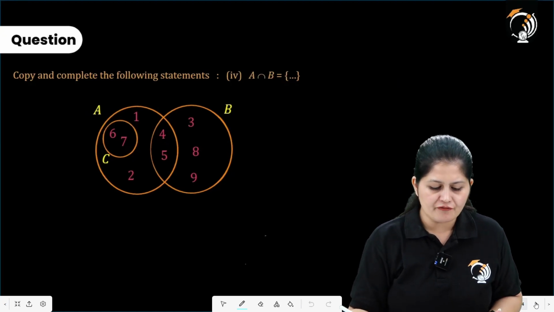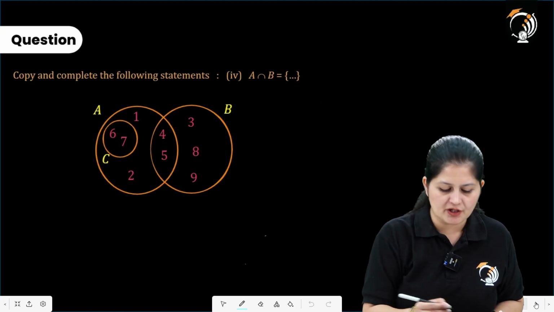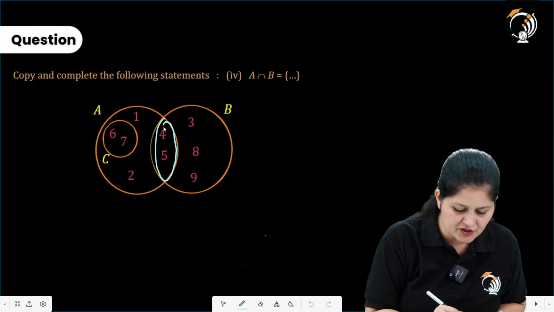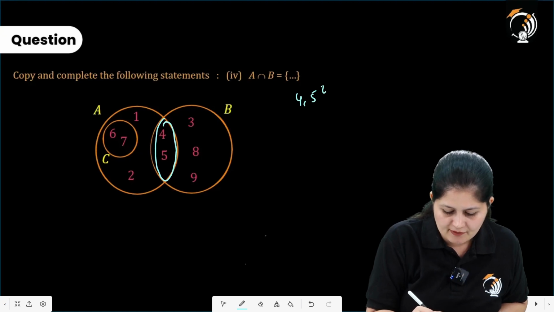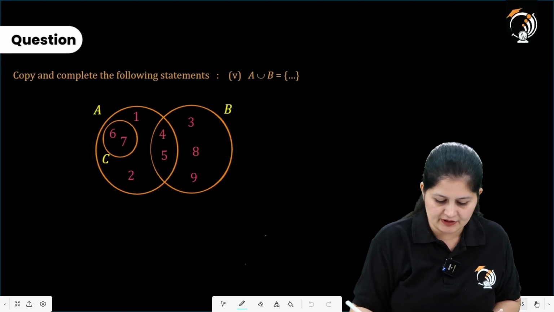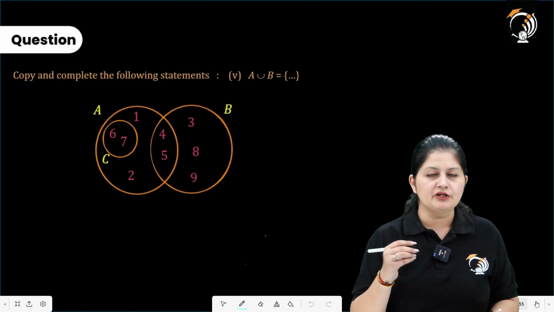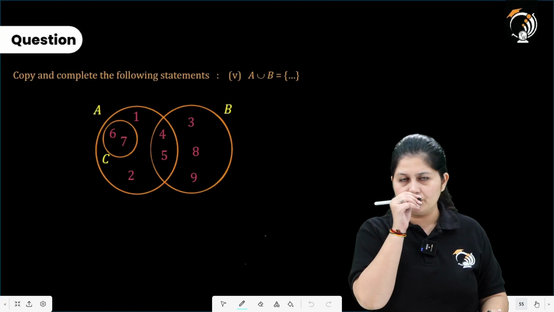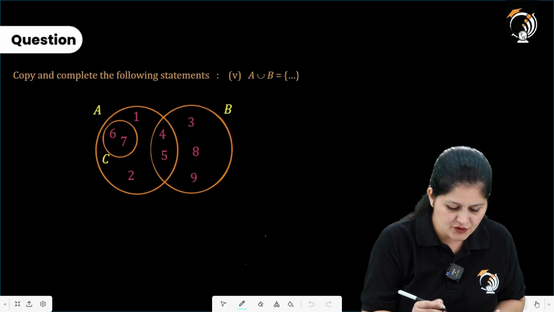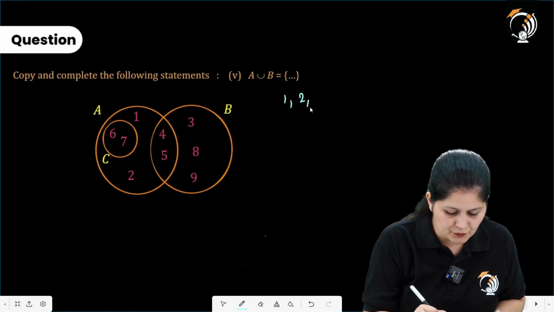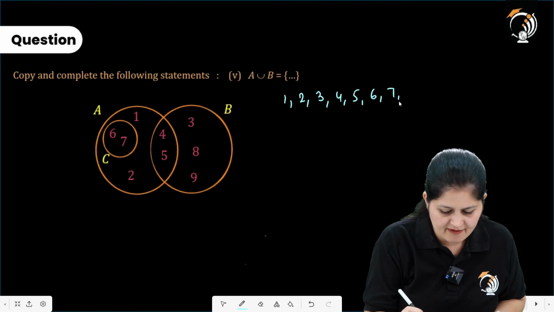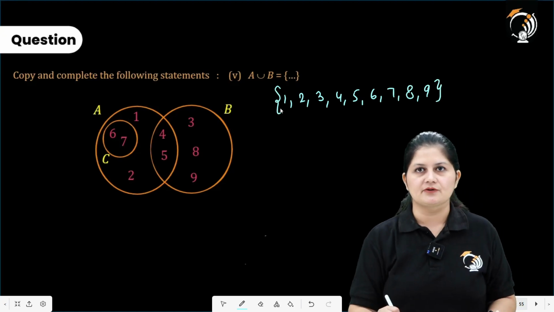Moving on, if we need to find out what A intersection B is, it is this particular region. So that is 4, 5. Further, if we need to find out what A union B is, in A union B we are going to include all the elements. So that is going to be 1, 2, 3, 4, 5, 6, 7, 8, 9. So we are going to include all the elements here.